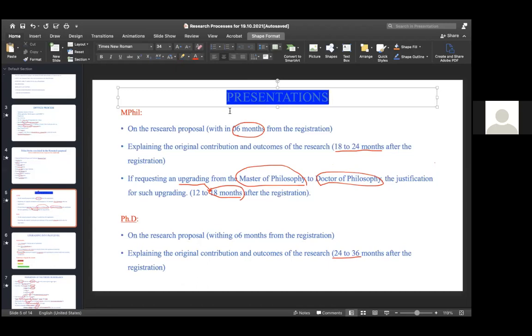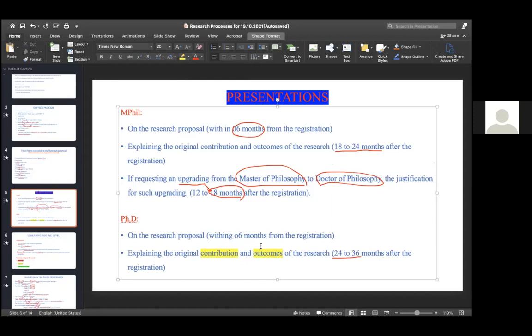When you do the second presentation, after that, you have to explain the contribution of your research. In your presentation, I have done my completed research. But they will ask you, what are the outcomes of your research? Usually they ask this question. Then you say, the outcome of my research is these, the contributions of my research are these. You can say it after 2 years.